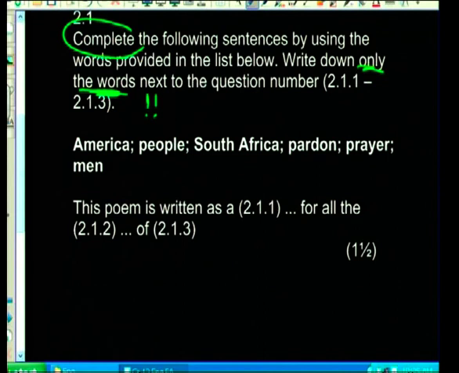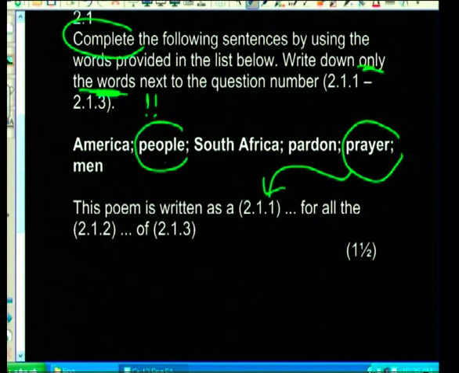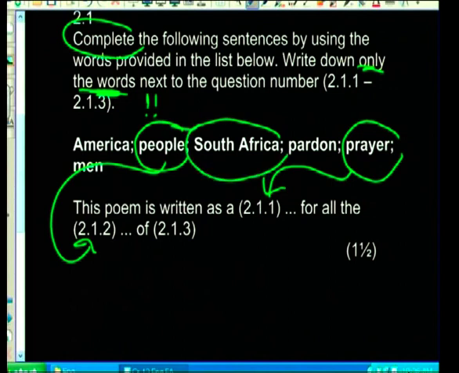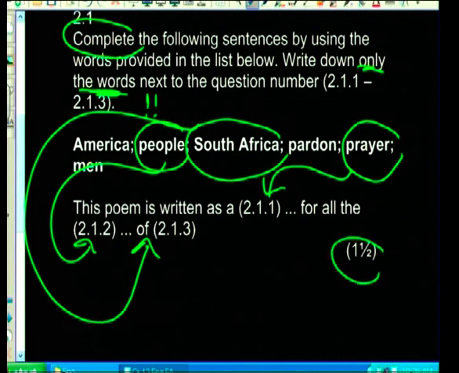We know that from the title. For all the people. That's also in the title. A prayer for all my countrymen. Of, and it's for us, it's for the South Africans. And here you can see that it's a half mark for each of those. And then you're getting your 3 ticks. You're happy because you're getting your 3 ticks.